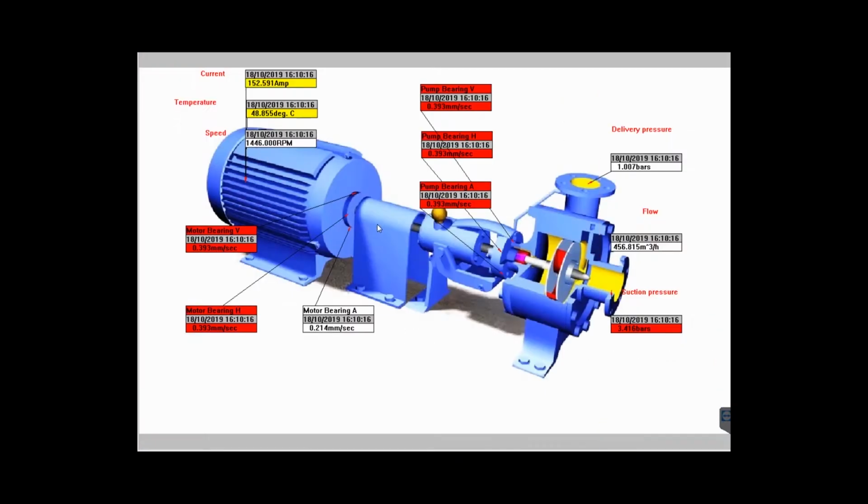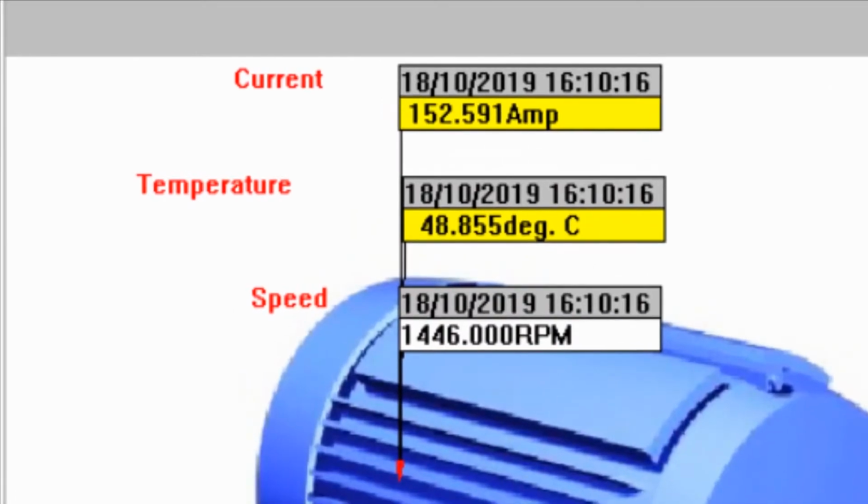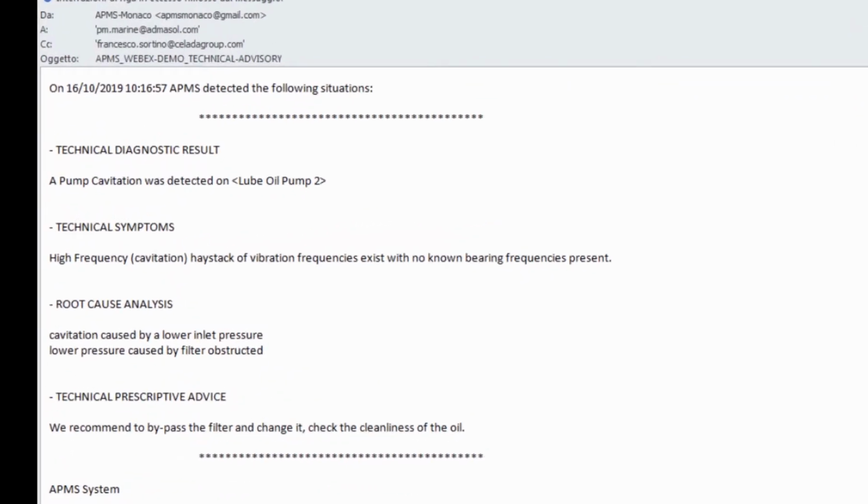On this screen, we can see how the system takes into account not only the condition data but also the process data of the monitored system. Here, for example, we see vibration data, measured on bearings, and process data such as temperature, current and speed of the electric motor.